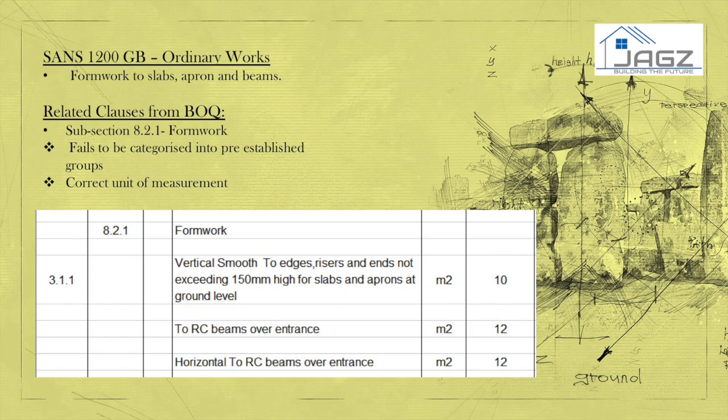The specification provided in the BOQ fails to categorize the measurement into one of the three categories, namely rough, normal, or special. The definition provides the inclination of the formwork as well as the quality of the finish, which is smooth, as per the SANS requirement. The correct unit of measure was used, meters squared. Other than that, this item has been measured in accordance with the SANS document.